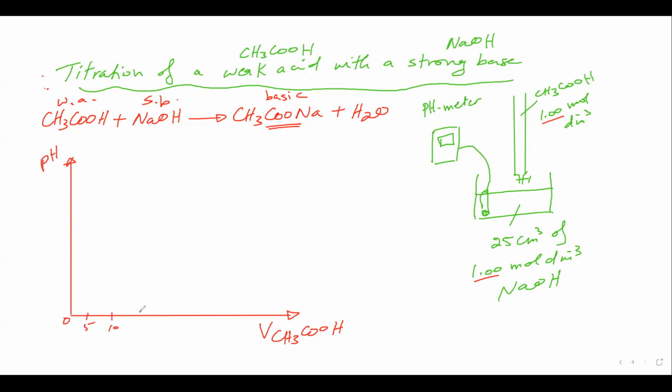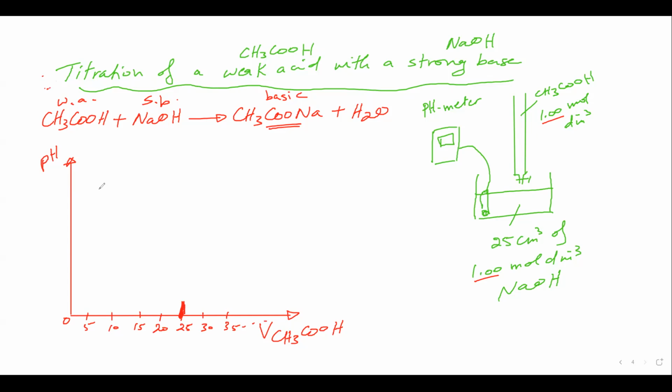So if we have 5, 10, 15, 20, 25, we are expecting the end point or the equivalence point to be here, the equivalence point. 30, 35, and so on. The volume of ethanoic acid that is going to neutralize the 25 cm³ of sodium hydroxide will also be 25, because both have the same concentration and they are reacting in the mole ratio 1:1.